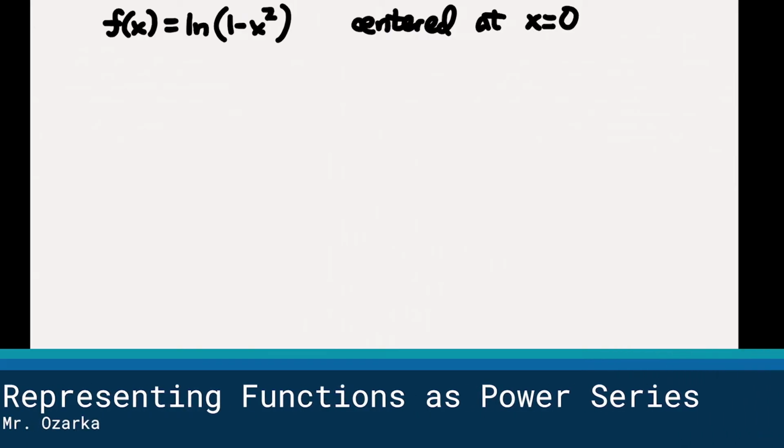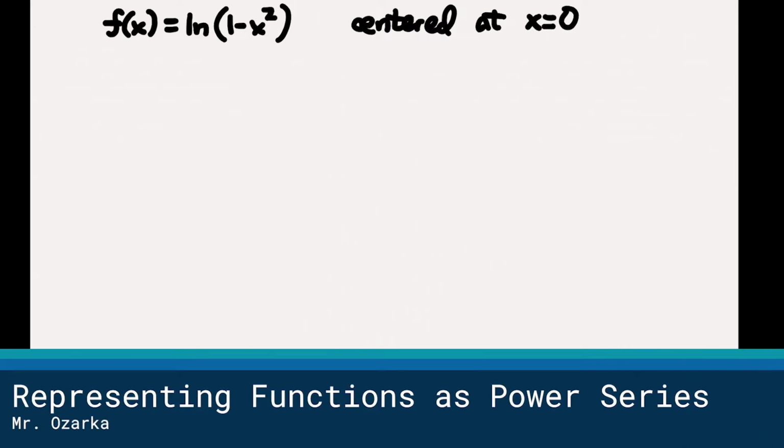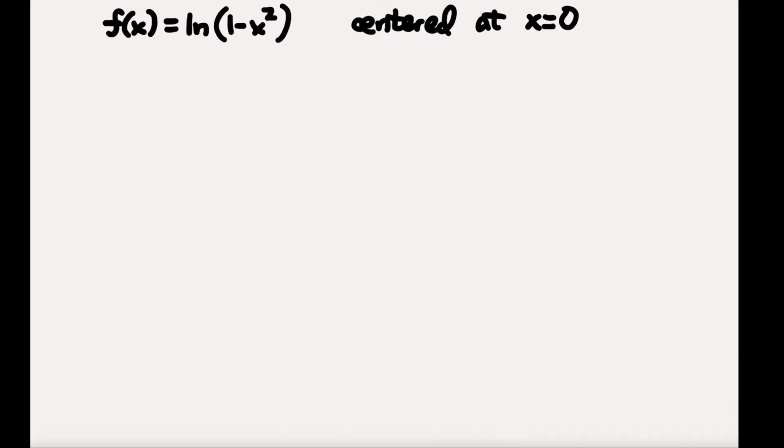All right, so this is going to be another video about representing functions as a power series, and this one's a little bit tricky, that's why I'm making a video for it. The function is f of x equals ln of 1 minus x squared, centered at x equals 0. The first thing I'm going to do is try to get it into a form similar to a over 1 minus r, because that's our geometric series, and we're going to use that for our power series.